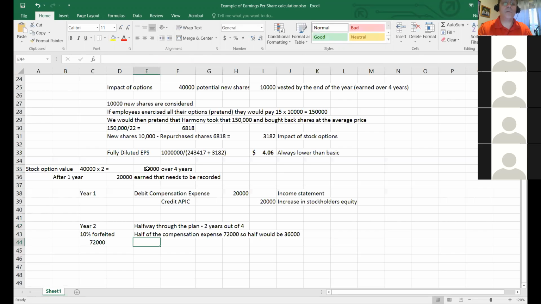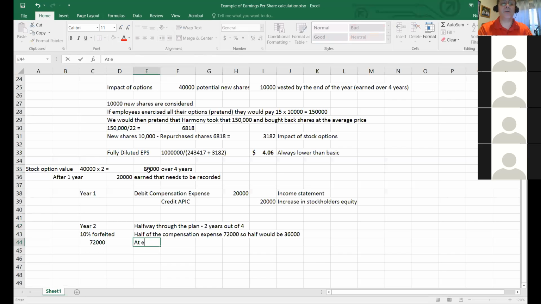I have go ahead. So the forfeited amount decreases the amount of options that are still available. Exactly. But because you're halfway through the 4-year process, you're also dividing it by 2. Right. Okay.